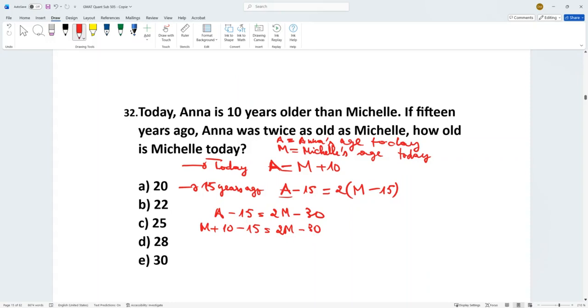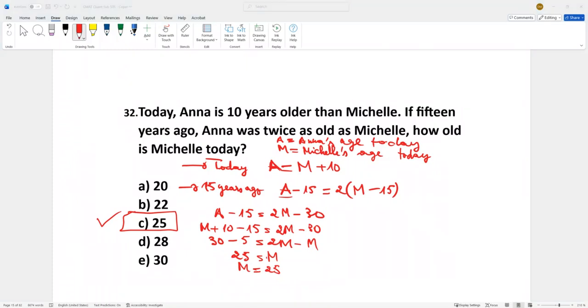One thing we can do, this M will go to the other side, it's going to be minus M. Minus 30 will go to the other side, it's going to be 30. 10 minus 15 is going to be minus 5. And here 2M minus M. We're going to have 25 being equal to M. So M is equal to 25. And quickly, we can identify our correct answer. Okay, so let's move on.